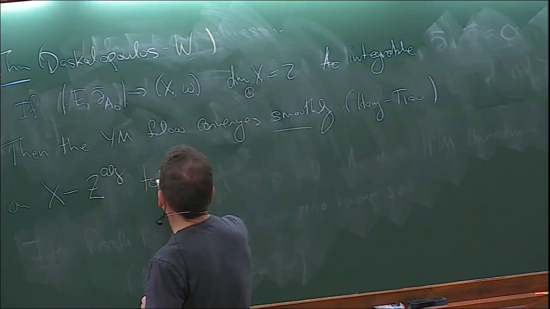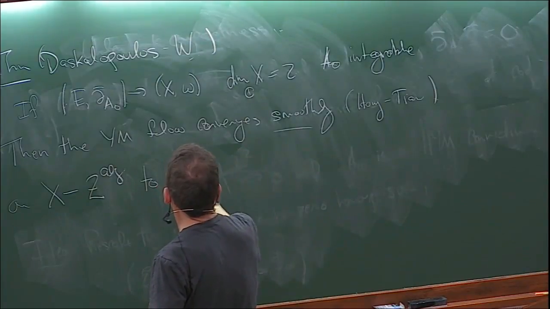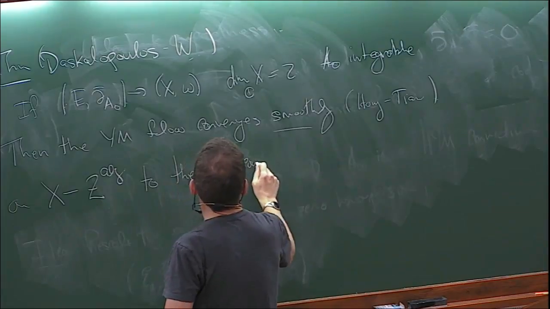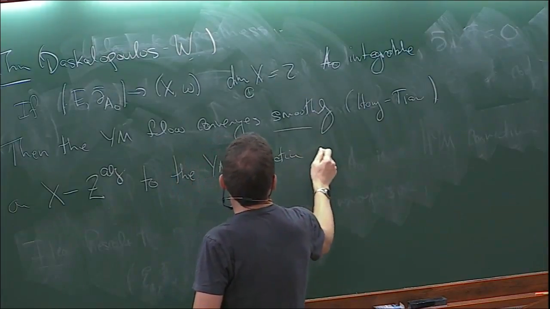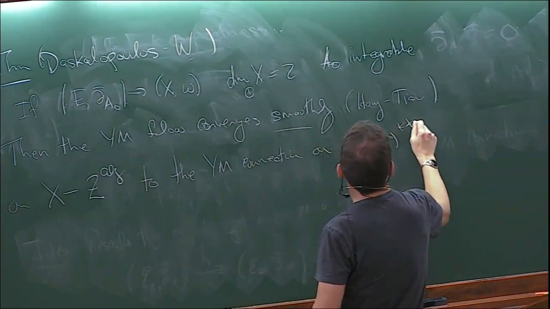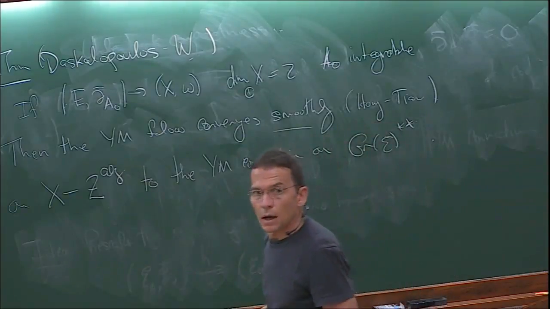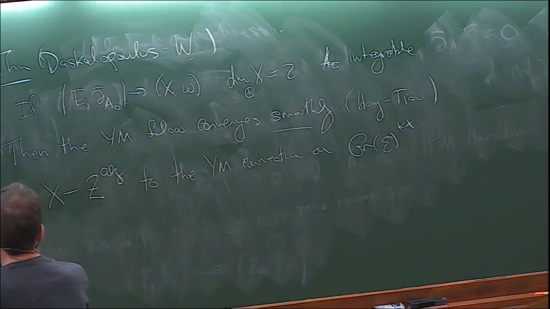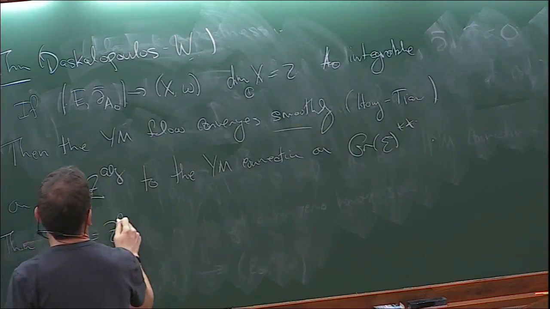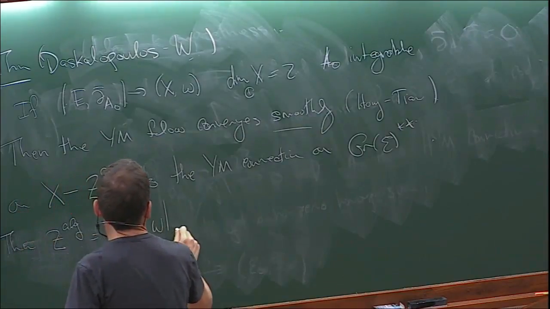So the Yang-Mills flow converges smoothly on X minus Z algebraic to the Yang-Mills connection on Gr E double dual. So implicit in this is that the analytic singular set is actually equal to the algebraic singular set with multiplicity.